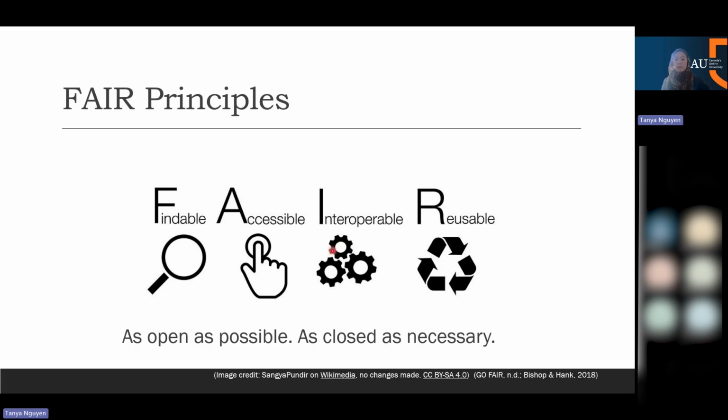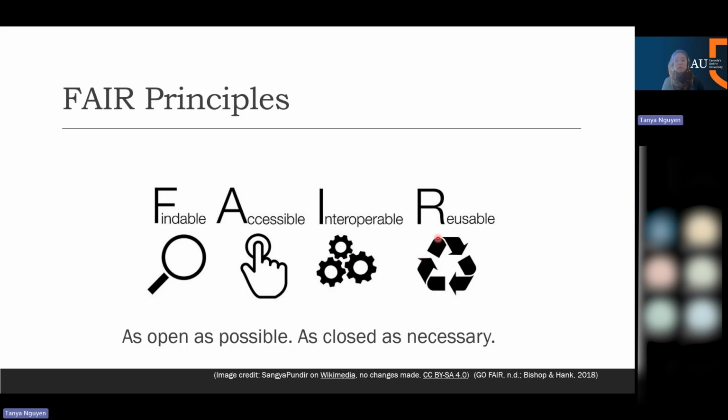Interoperability: usually data needs to be integrated with other data, so it needs to be interoperable with other applications and workflows for analysis, storage, and processing, as we saw in that data lifecycle diagram.